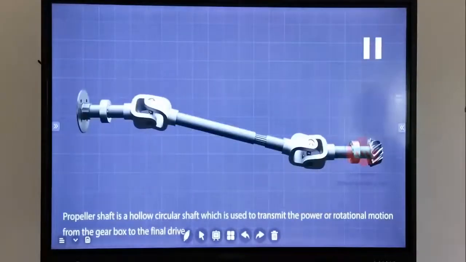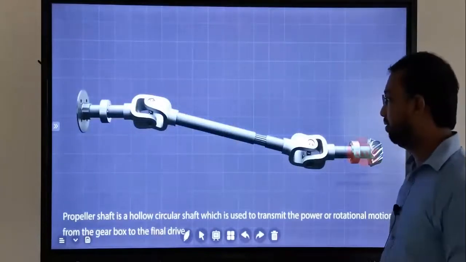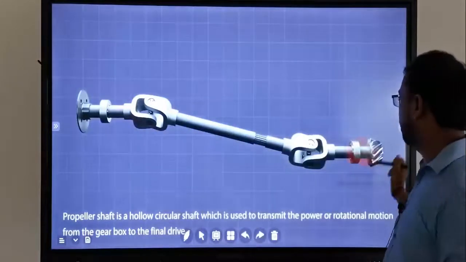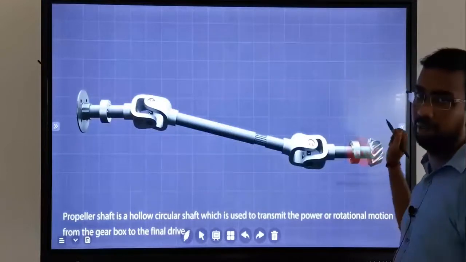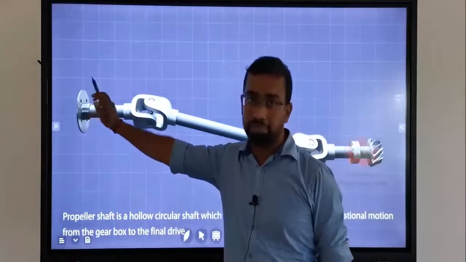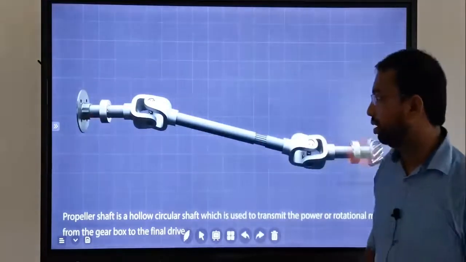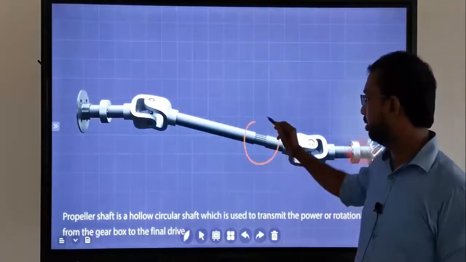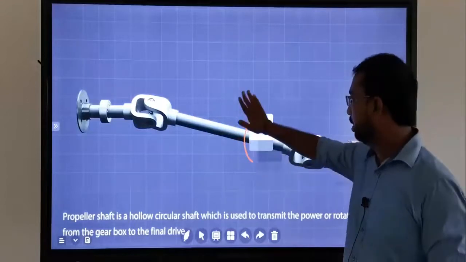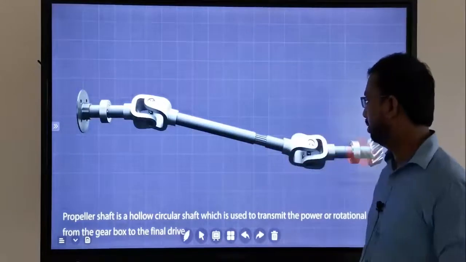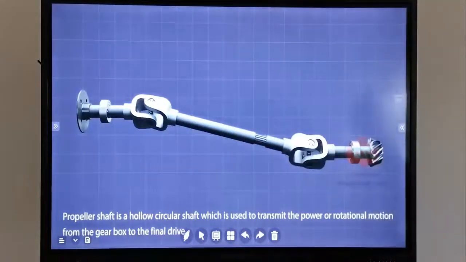Here you can see this is the propeller shaft. The input comes in, and here is the output, that means the differential or some other drive lines. This torque or power comes from the gearbox. This is the propeller shaft, this is the slip joint, and there are two universal joints. So what is the purpose of the universal joint and the slip joint?